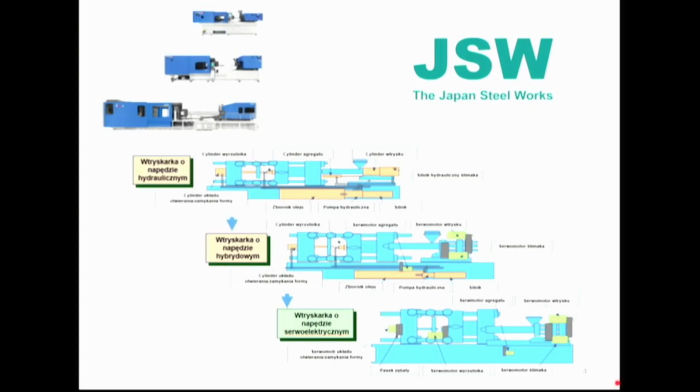So to better understand the background of this presentation, I want to just roughly show you the difference between the hydraulic, hybrid and full electric machine, because the fundament of the success of this project is the full electric machine made by the Japanese company GSW, and as you can see on this picture, there is a big difference in the design and working of the full electric machine and other types of machines.